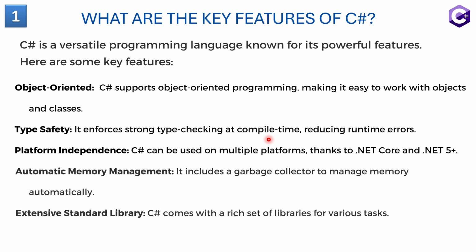C Sharp is a versatile programming language known for its powerful features. Here are some key features. The first is object oriented. C Sharp supports object oriented programming, making it easy to work with objects and classes. Number two is type safety. It enforces strong type checking at compile time, reducing runtime errors.